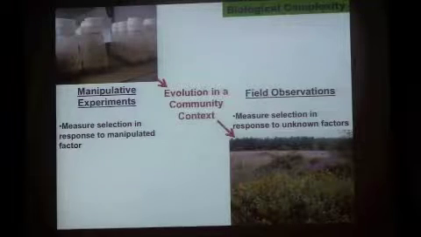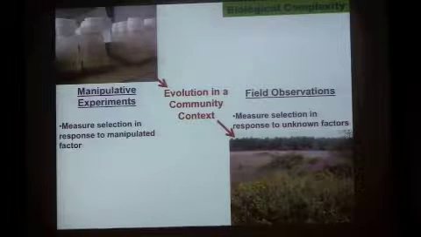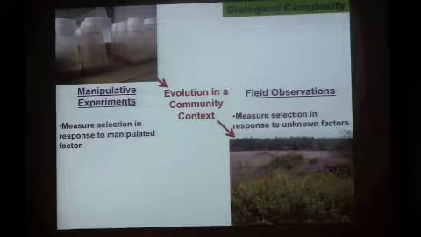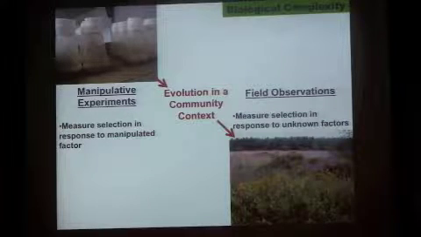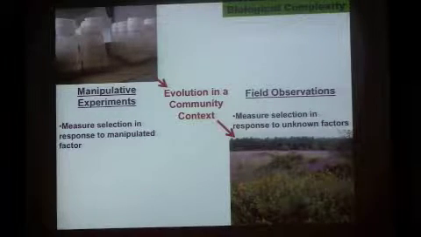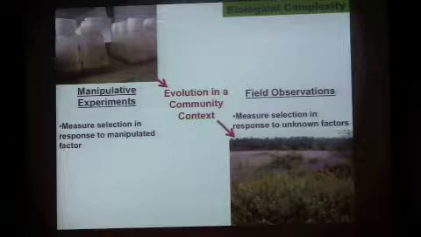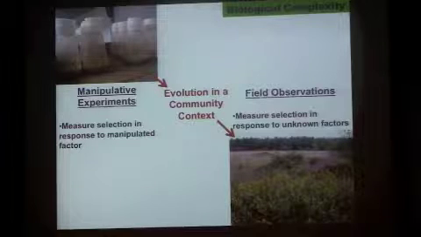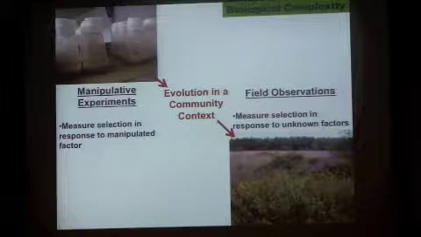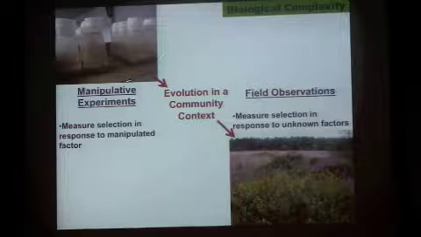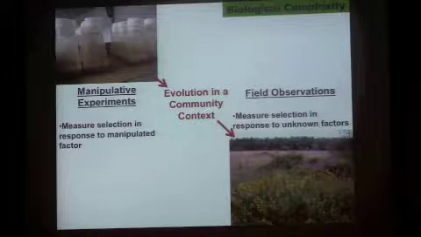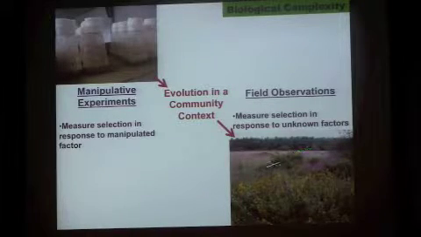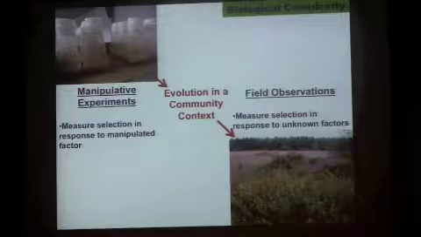So the thing that I think ties these together a little bit is this evolution in a community context, where we can start to look at mechanisms of what drives evolution when there's multiple direct effects on species and you start incorporating indirect effects. And we can start to get at some of the more complex mechanisms, where these manipulative experiments look at simple mechanisms. We can start looking at more complex mechanisms that might explain why traits evolve in a certain way in the field.